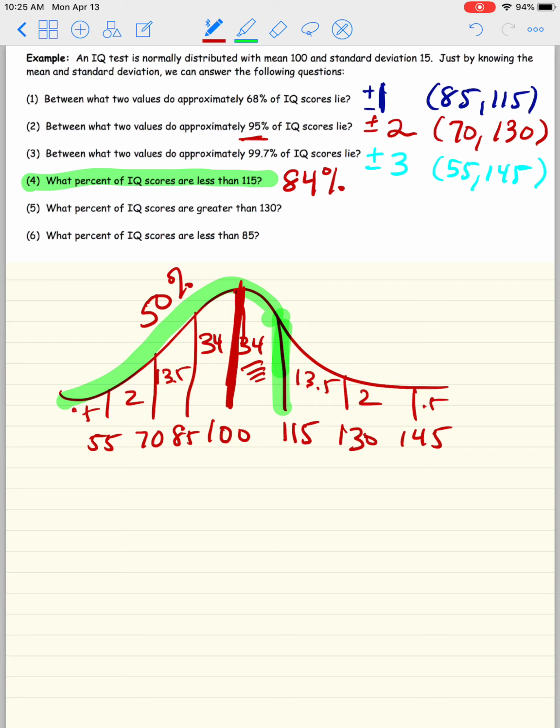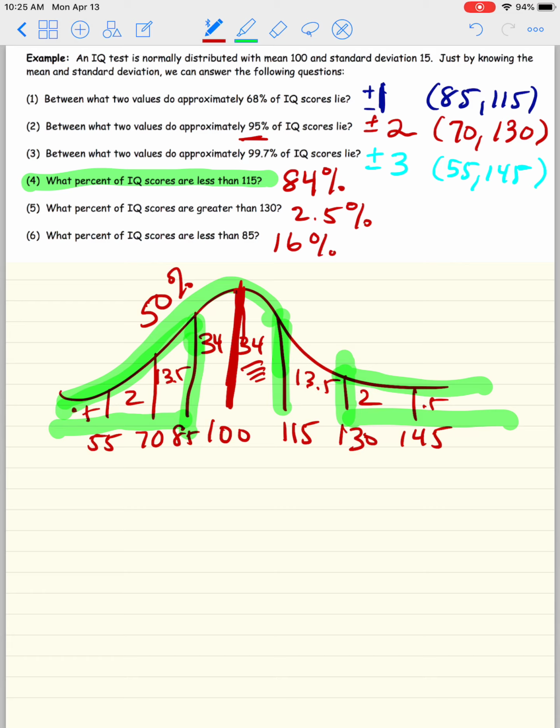What percent of IQ scores are greater than 130? Well, here's 130. That's going to be 2 and 0.5, which is 2.5%. What percent of IQs are less than 85? Less than 85 is here and below. That's going to be 16%.